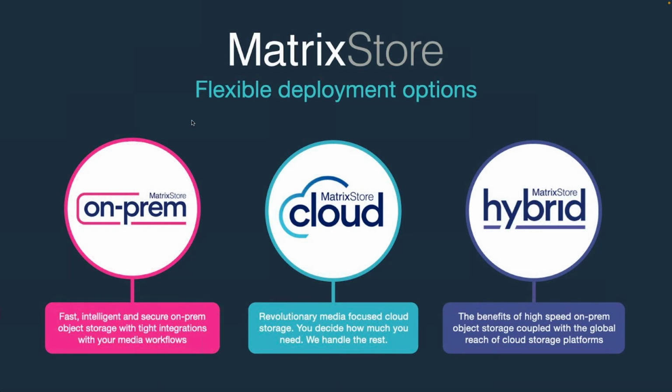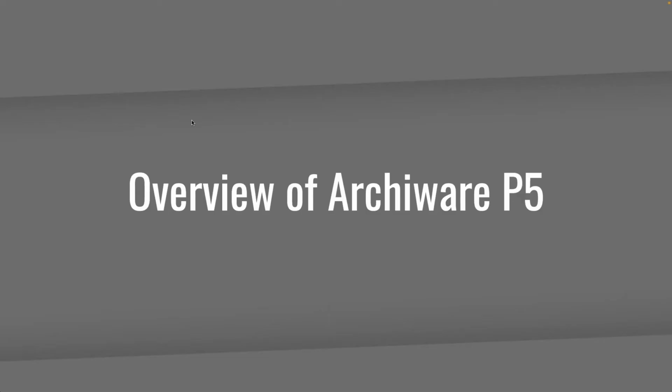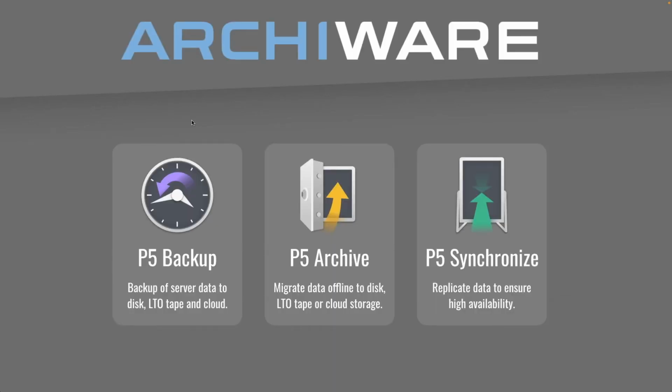Okay, great. Well, thanks for the introduction, Mark. That was really clear. So I'm going to just pick up and give those that are not familiar with Archiware P5 a quick intro before we run into our demos. So Archiware is a software suite comprising three main modules, which are P5 Backup, P5 Archive, and P5 Synchronize. So the product suite is called P5, and then you purchase the modules that you need.